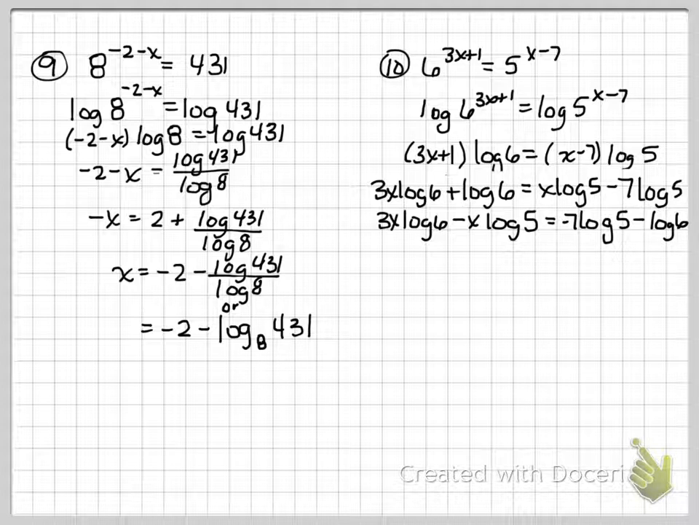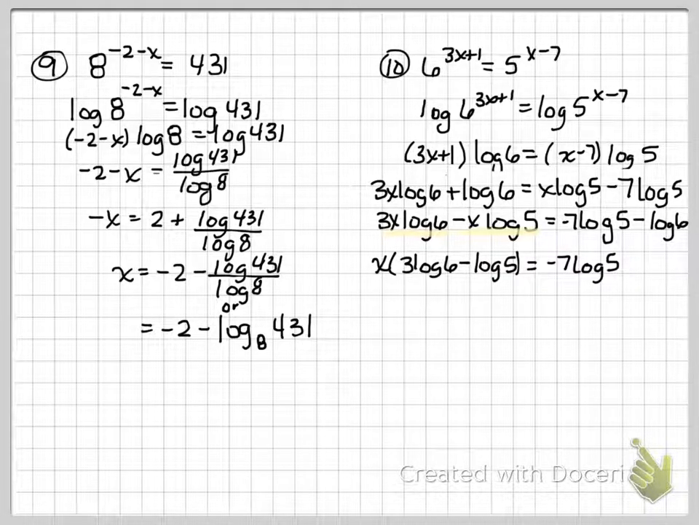Okay, so I have my x's on one side, and that's the 3x log 6 and the x log 5. I have my constants on the other side, the negative 7 log 5 and the log 6. Now here's where our factoring comes in. We can't combine these terms right now the way they are with our x's. So what we're going to do is factor out x because it is a GCF, and that becomes 3 log of 6 minus log of 5 equals negative 7 log 5 minus log 6.